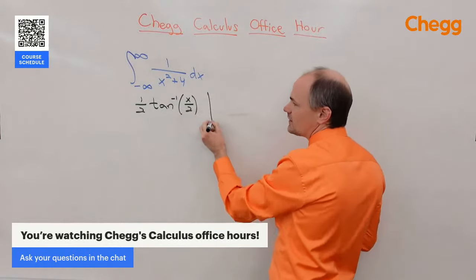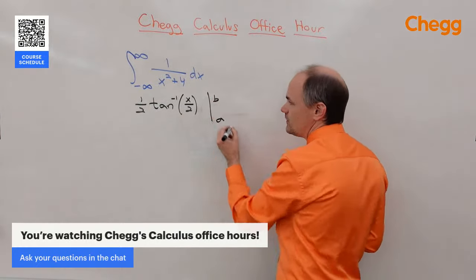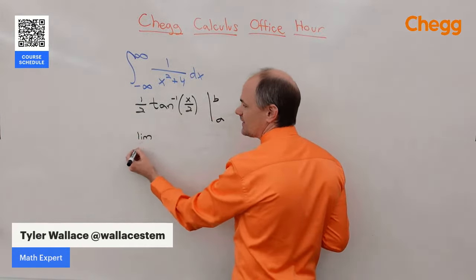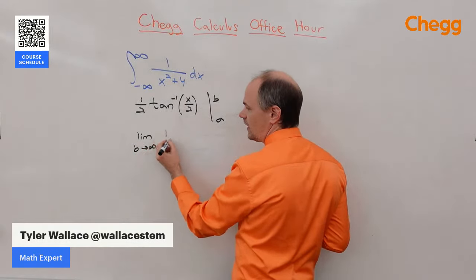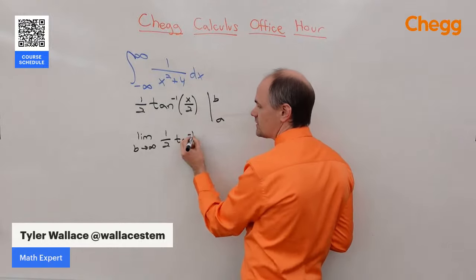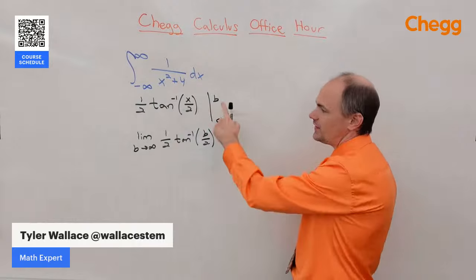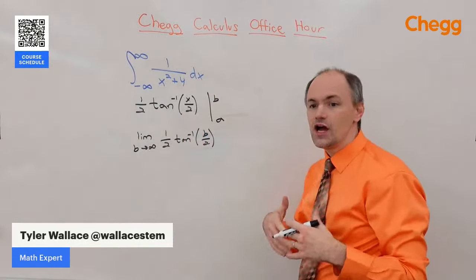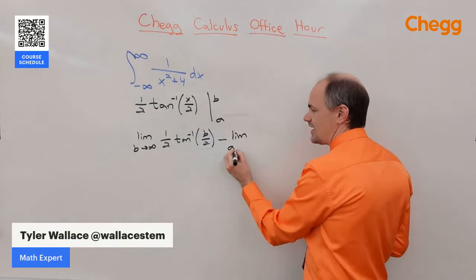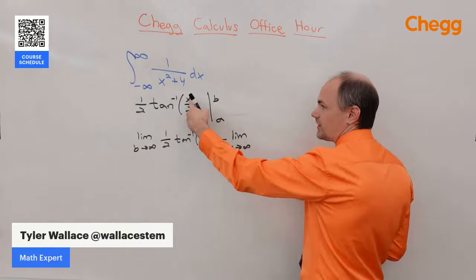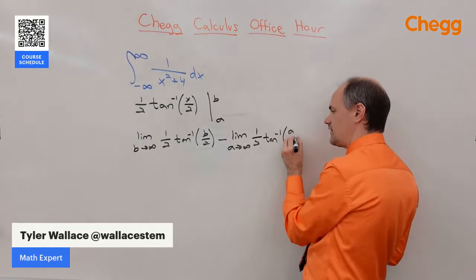And then we want to integrate it, but we can't go from negative infinity to infinity. So we're going to go from a to b, where we take the limit as that top value goes to infinity of 1/2 tangent inverse of b over 2. We can't really plug infinity in, but we can plug b in and then let b go to infinity. Then I'm going to subtract the limit as a goes to infinity, and then we plug the a in, which is 1/2 tangent inverse of a over 2.